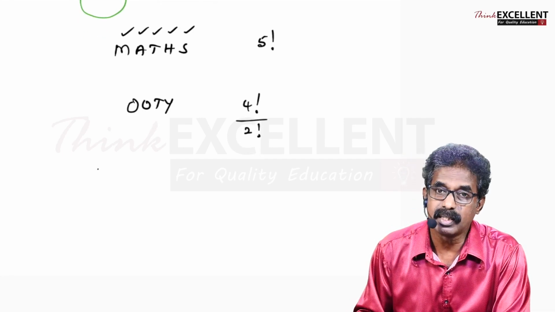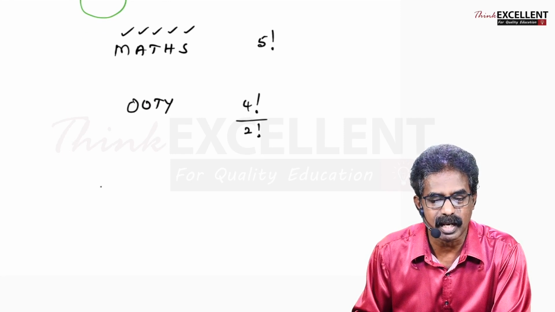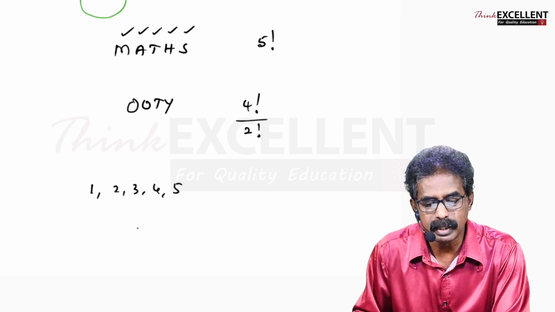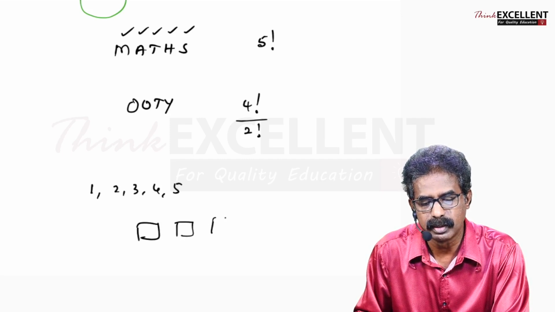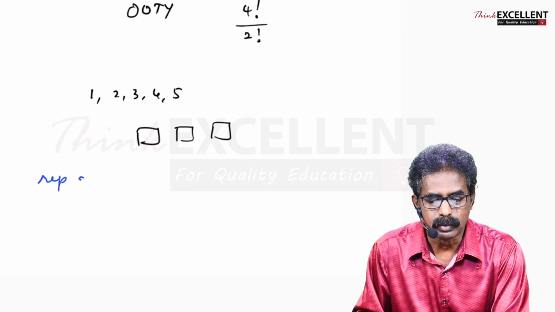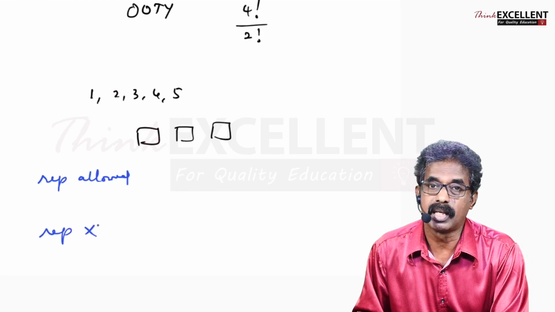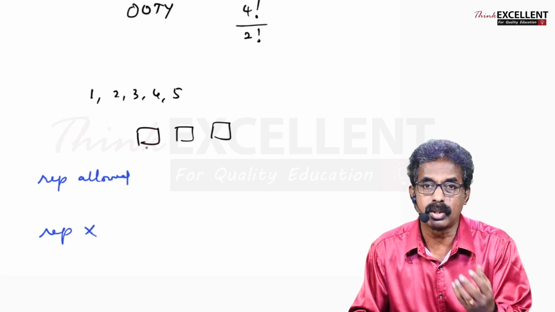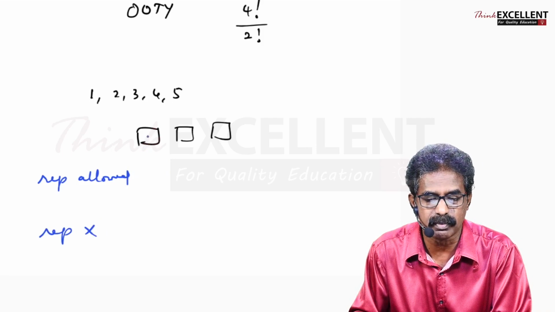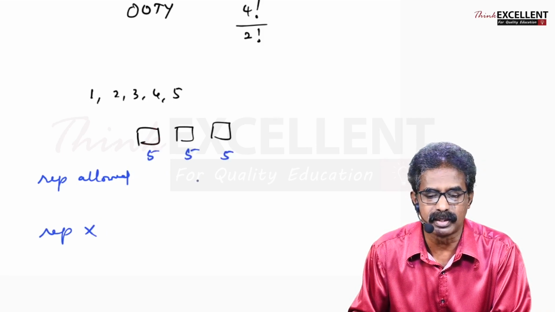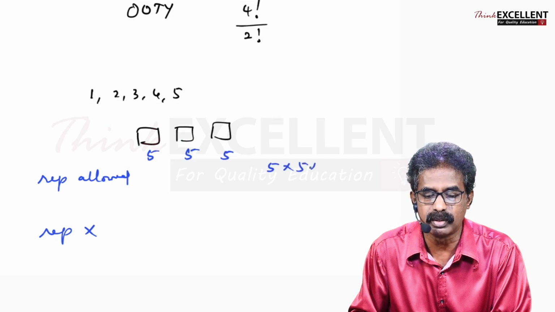In the same way, they can ask digit sums. Say, using the digits 1, 2, 3, 4, 5, how many 3-digit numbers can be formed? Here there are 2 types of questions: one is repetition allowed, another is repetition not allowed. Repetition allowed means one number can be used any number of times. Totally you have 5 numbers, right? So this place can be filled in 5 ways, then this in 5 ways, this in 5 ways. So your answer is 5 into 5 into 5.